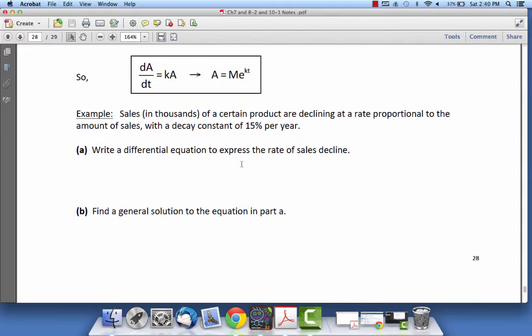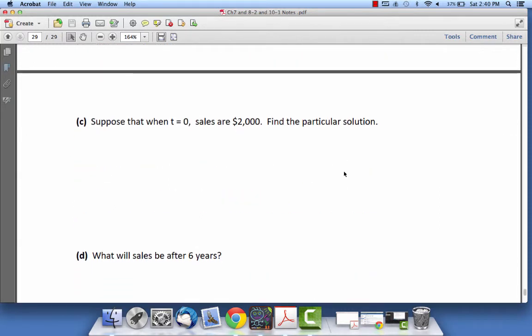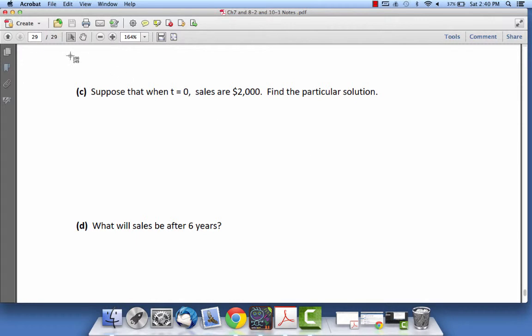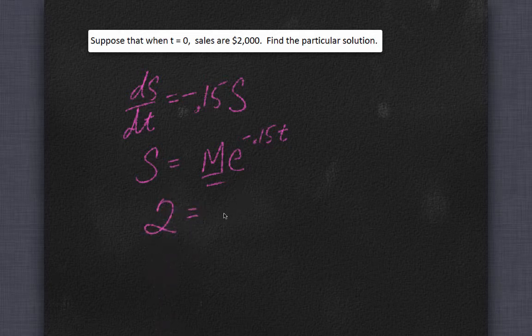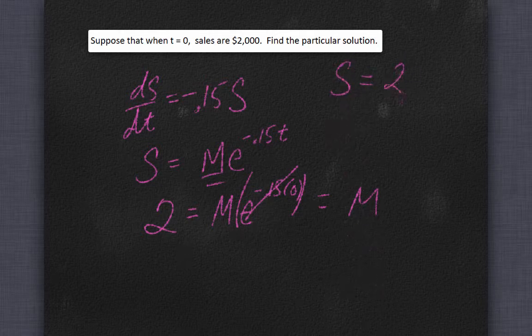Okay, so sales is in thousands and time is in years. So now we want to suppose that when t is 0, sales are 2,000. Now we want to find out what is m. So when t is 0, sales are 2,000. Because s is already in thousands, I'm just going to put a 2. When I plug in 0, that's e to the 0. This is all just 1. So m is 2. So s equals 2e to the minus 0.15t.